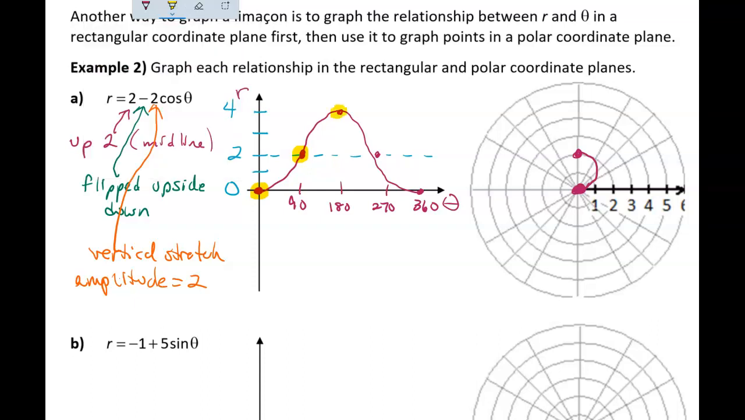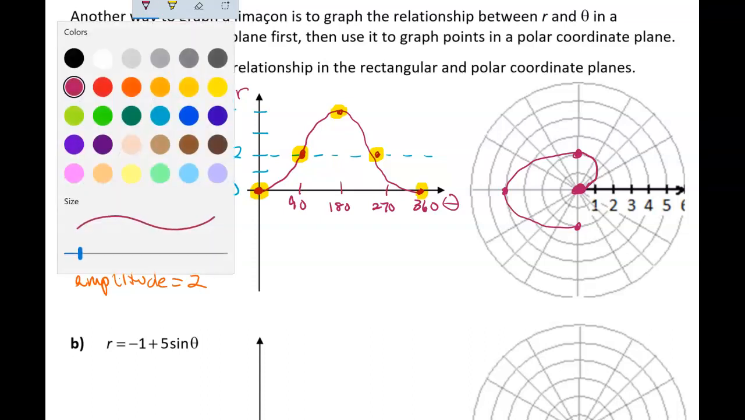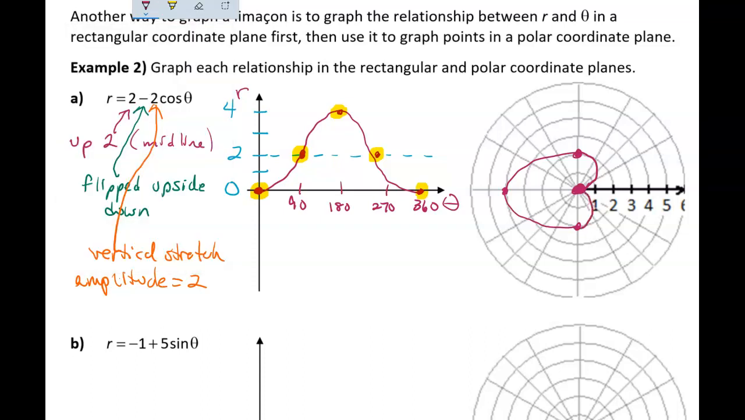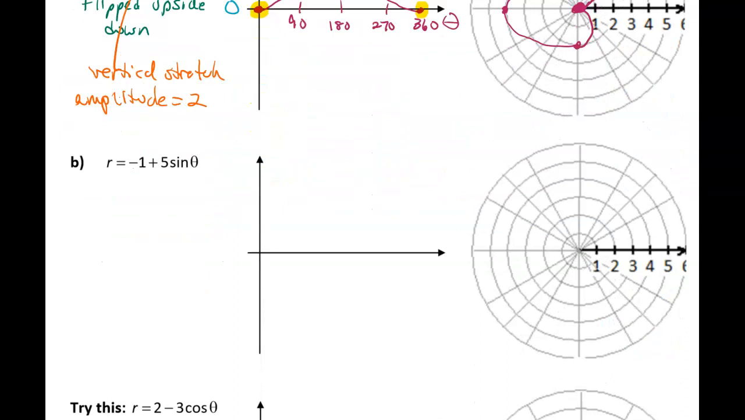Now as we rotate through quadrant 2, between 90 and 180, the radius increases to 4. And then when we hit 270, the radius is back down to 2. And then when we get to 360, the radius returns to 0. And that's one of those cardioids. We can see that the radius is equal to 0 in exactly one place on that graph, at 0 degrees, or after a full revolution, 360 degrees.